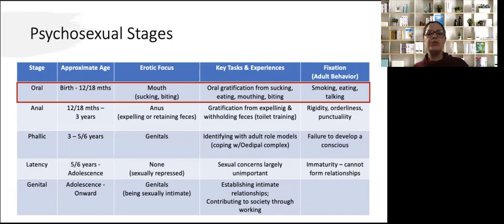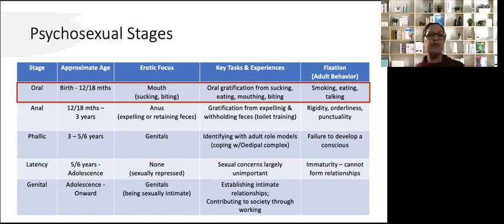And Freud argued that if you're not able to resolve these conflicts that occur at any particular stage, you might become sort of locked in that conflict throughout your life and even into adulthood. And you develop certain fixations depending on what stage you get stuck in. Okay. And I'll talk about what those are in each stage.